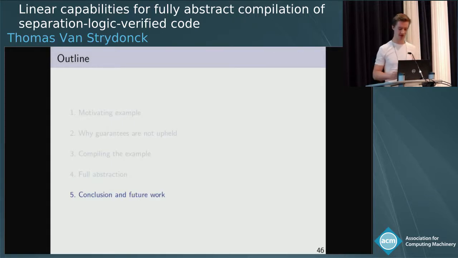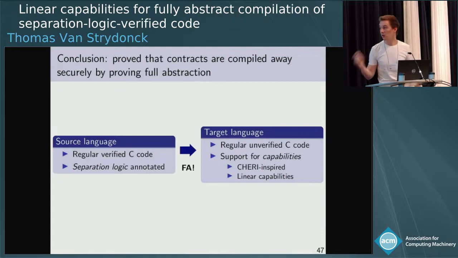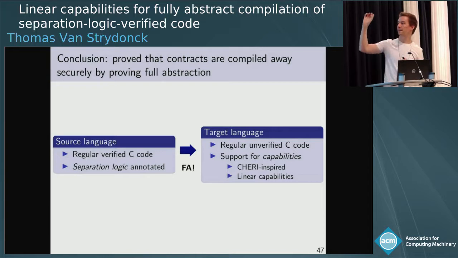So to conclude and discuss a tiny bit of future work, what I did here was I presented a compiler from a verified C-like source language with separation logic annotations to a target language, which is regular unverified C code with support for linear capabilities, very importantly. And we proved that this compiler was fully abstract. By proving that this compiler is fully abstract, we're effectively proving that any static separation logic verification guarantees we had at compile time are actually being upheld at runtime.